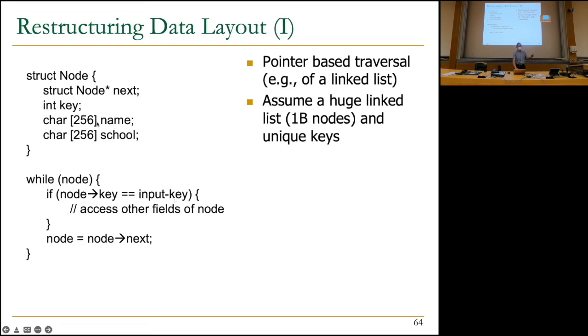Let's say you're searching for some student or somebody, right? And then you figure out what's their name, what's their school, and there may be other stuff over there. If the key doesn't match, maybe the student number or something, some number, let's say, then you move on to the next node. Now imagine this is actually a huge linked list, 1 billion nodes and unique keys. Bad programming practice, don't do that, but it's a good example for showing what I'm going to show. You do pointer-based traversals over here, clearly.